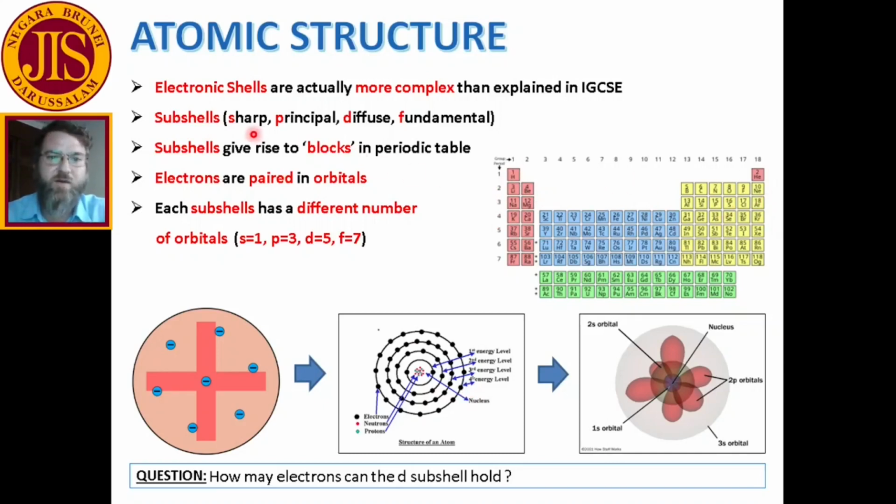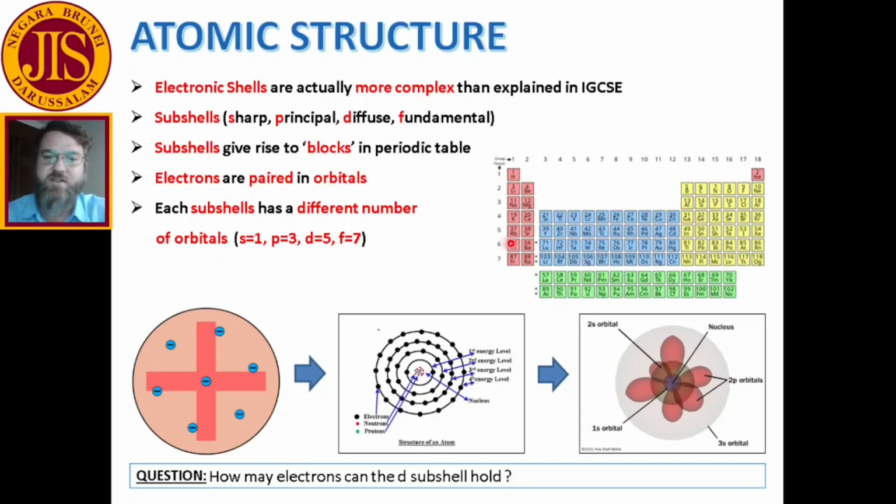But what we'll see is that there's actually subshells within those shells, and they are either S for sharp, P for principal, D for diffuse, and F for fundamental. Those subshells give rise to different blocks within the periodic table, and you can see the different color coding here. This is quite a complex idea to get your head around, but don't worry about it. Just listen to me for a bit, and I'll explain things later on.